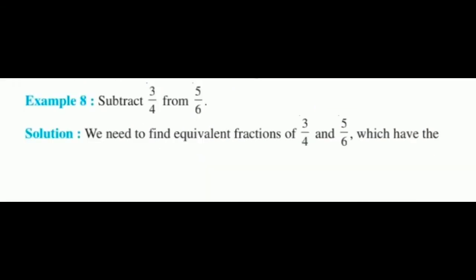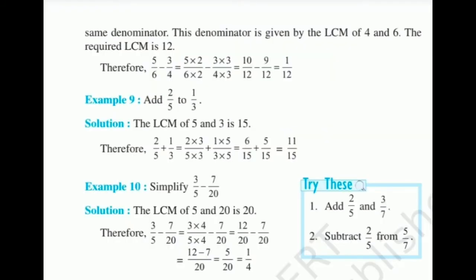Example, subtract 3 by 4 from 5 by 6. Solution, we need to find equivalent fractions of 3 by 4 and 5 by 6 which have the same denominator. This denominator is given by the LCM of 4 and 6. The required LCM is 12. Therefore 5 by 6 minus 3 by 4, we can write as 5 into 2 by 6 into 2 minus 3 into 3 by 4 into 3. By this we will be getting the same denominator, which is 12. 10 by 12 minus 9 by 12 is 1 by 12.